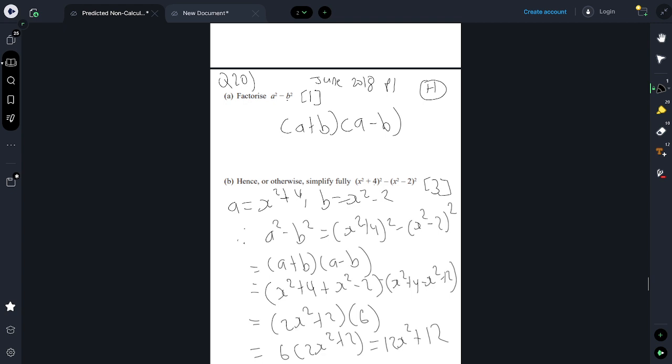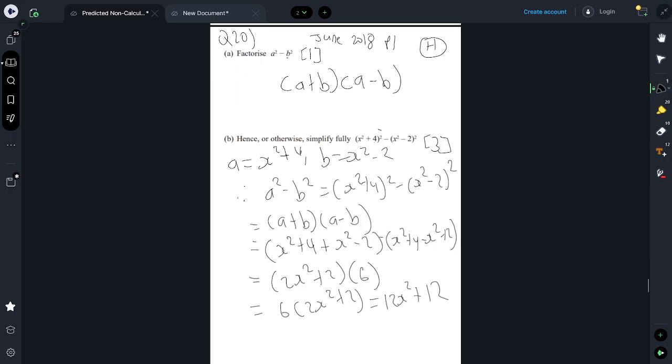Notice how this is simplified a lot more than here because we're using part A. So that's the exam tip there. They love asking questions like this as well. But hopefully that's clear.